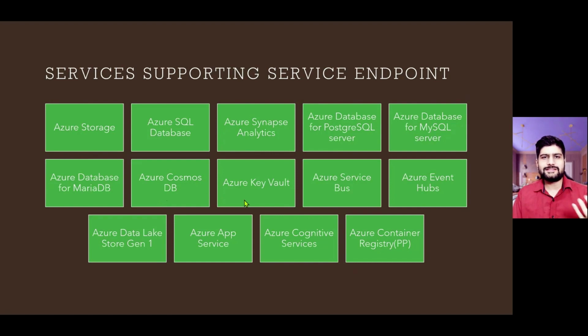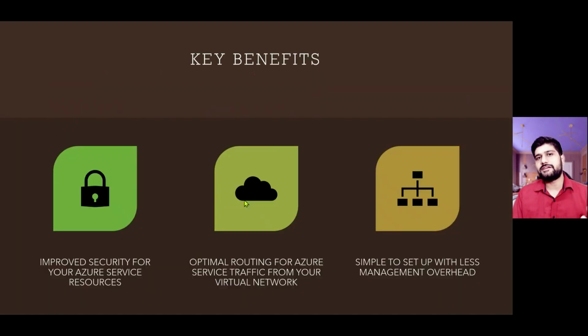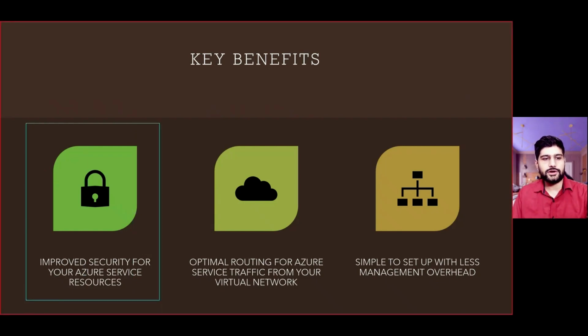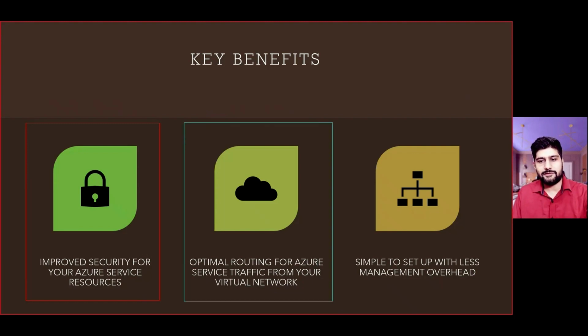Now let's see some of the benefits that you get with this service. So when you configure service endpoint, it helps you to improve the overall security of your workloads. How does it improve the security? You're not going over the internet. You're connecting from your virtual machines to a PaaS service over Microsoft backbone. You don't have to connect over the internet. Plus, the overall routing for you is properly configured.